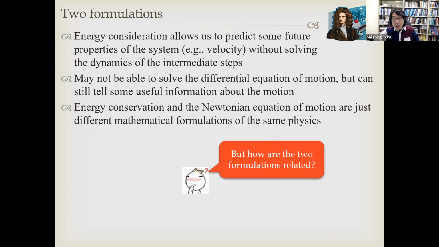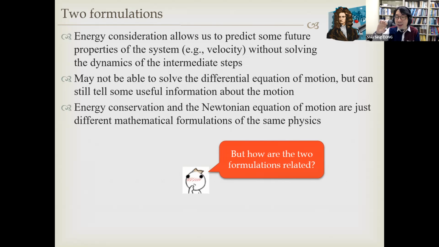When we talk about energy, it seems to be a method of solving the problem, which is quite different from Newton's law, right? Now, energy considerations allow us to predict some future properties of the system, for example, velocity, without solving the dynamics of the intermediate step. So you see, in the previous example, we haven't solved the whole problem.